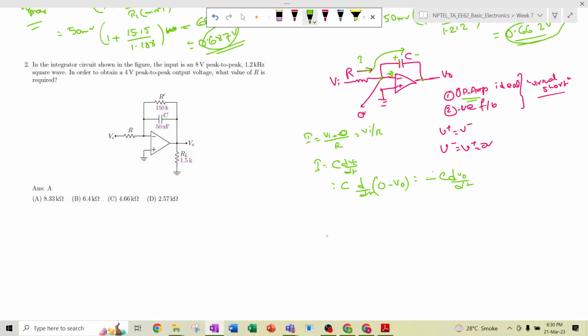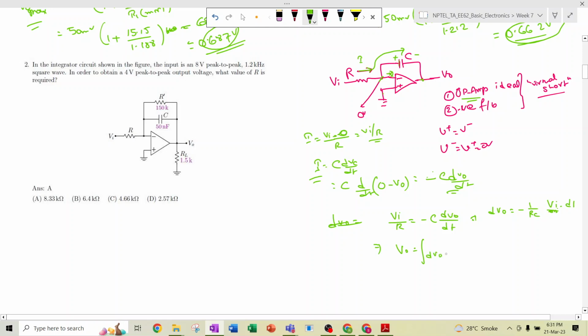This is the current flowing through the capacitor and this is the current flowing through the resistor. Both should be the same, because the current into the op amp is 0. So Vi divided by R should be equal to minus C dV0/dt. So dV0 is nothing but minus 1 by RC Vi dt.